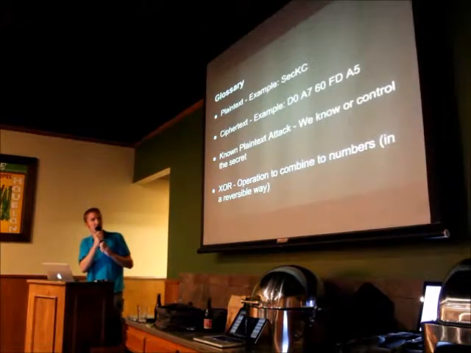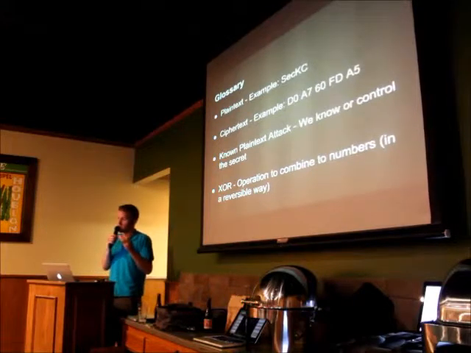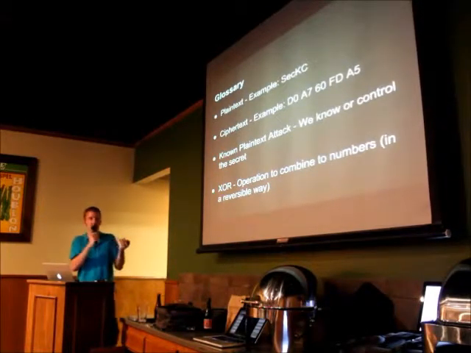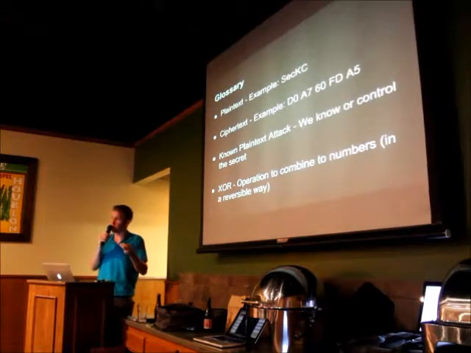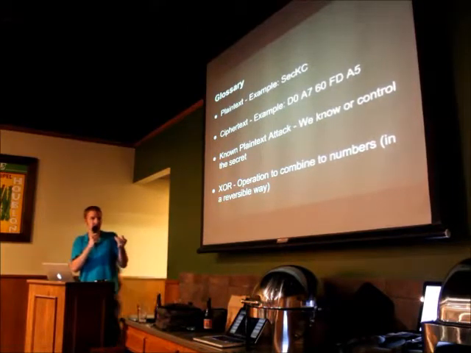All right, so high-level glossary stuff, terms I'll be using a lot. Plain text is just the original data. It's unencrypted information. Ciphertext is the encrypted information. It's usually represented by random hexadecimal. It kind of means nothing at that point.